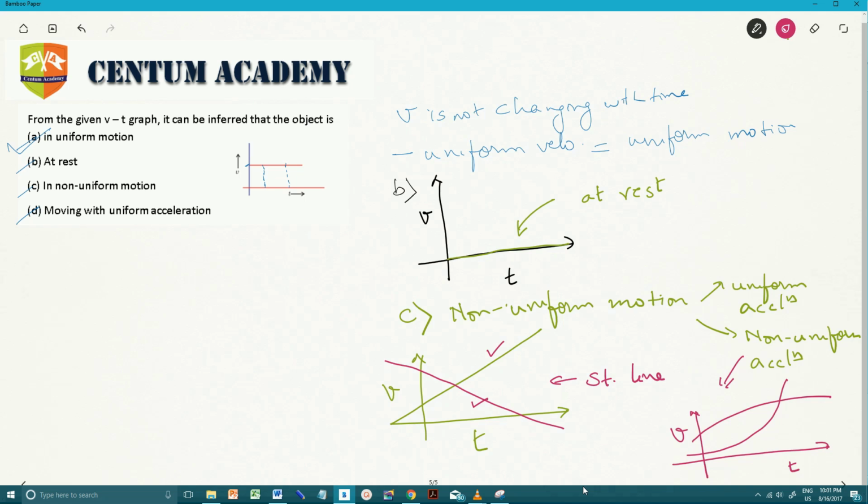So we saw in this video a velocity time graph for different scenarios. So whether it is uniform velocity, which will be looking like that. If it is at rest, it will be like that. If it is non-uniform motion, there could be two possibilities: uniform acceleration, non-uniform acceleration. So uniform acceleration will be like a straight line in a VT graph, right? Straight line but not parallel, and not parallel to the time axis. And a non-uniform acceleration would look like this.